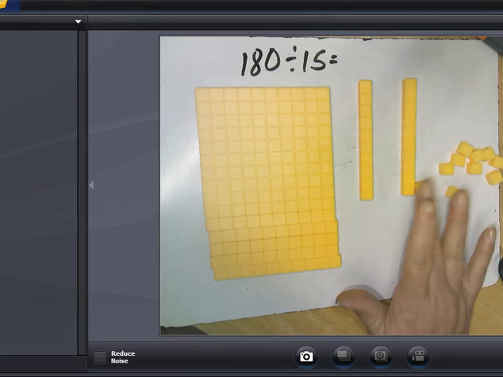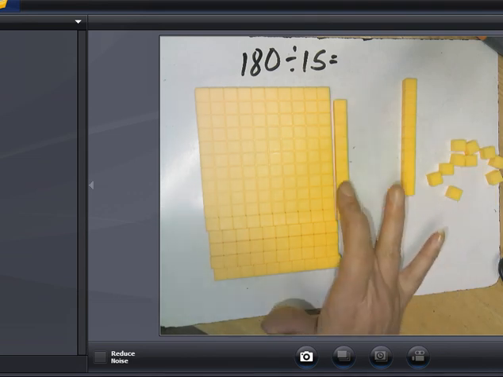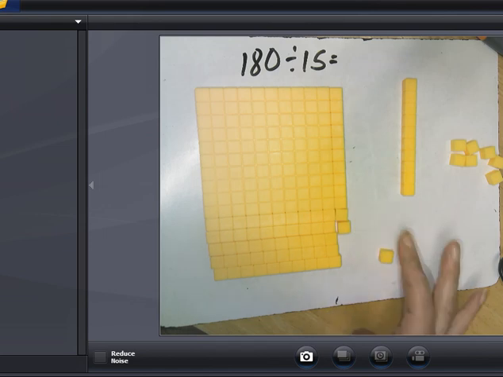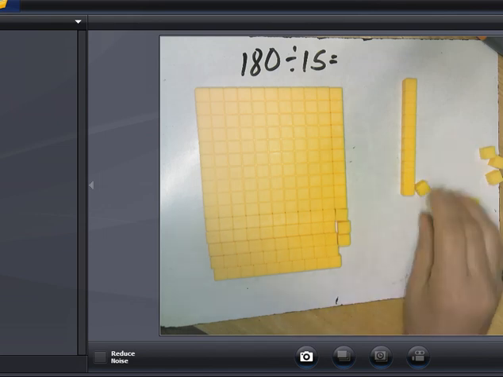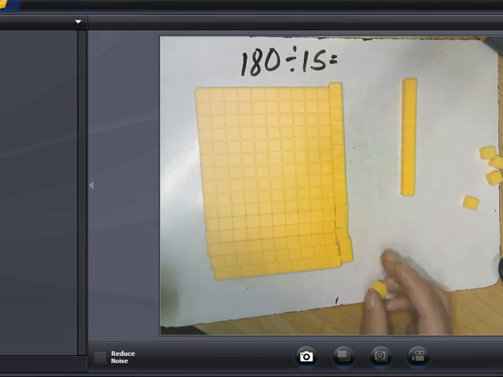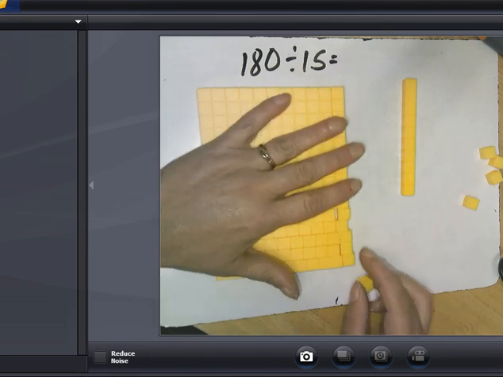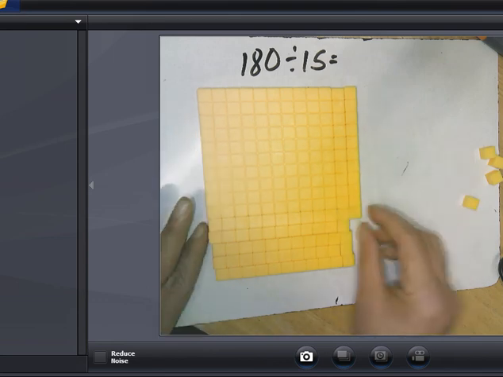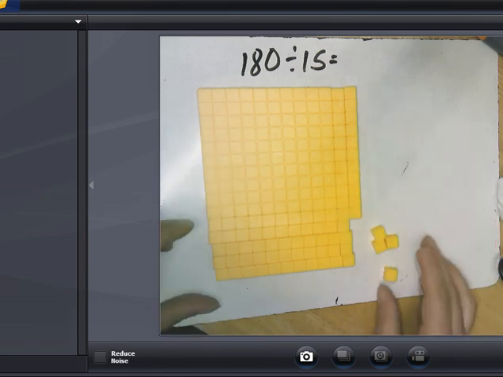Now can I make an equal group of 15? Let's try. And remember, I got to keep my rectangle. So now I have 11 groups of 15. I'm going to try and make another equal group, which I know I can because I had 5 left over from the last one.